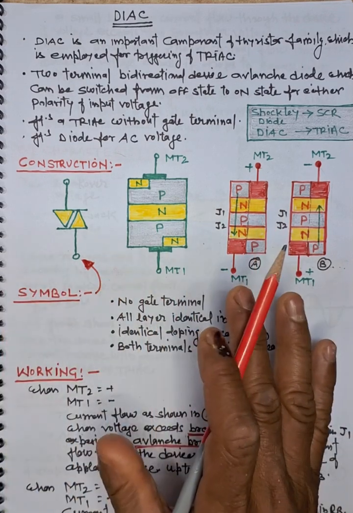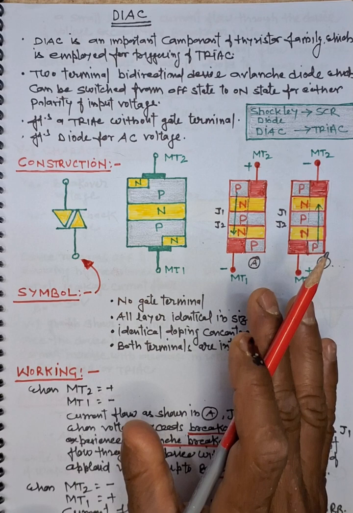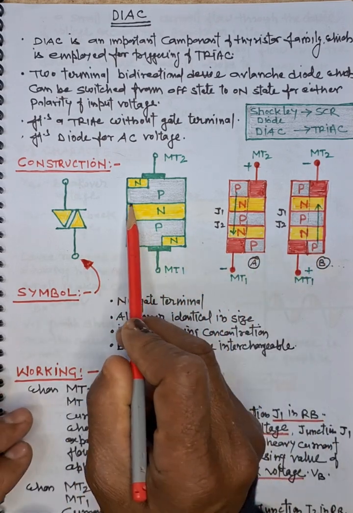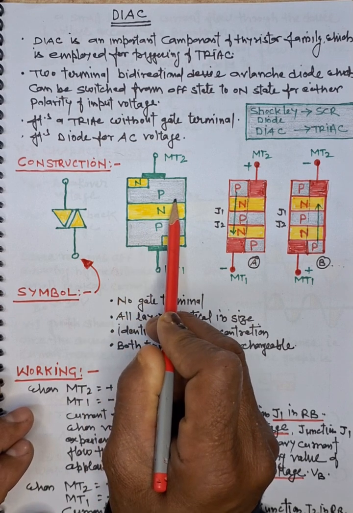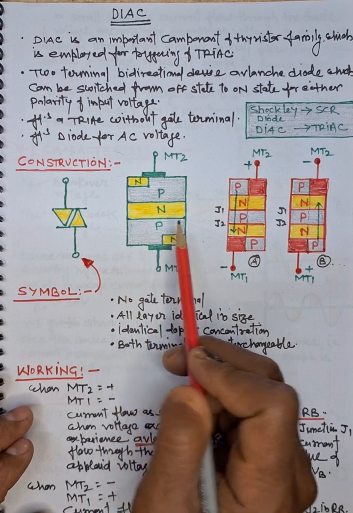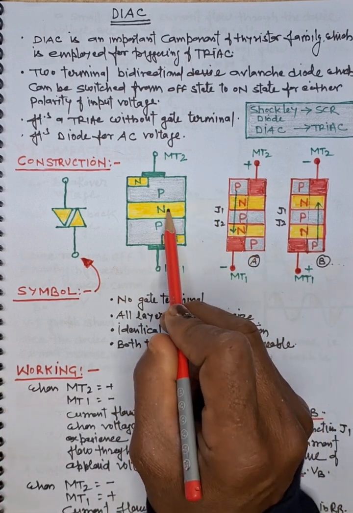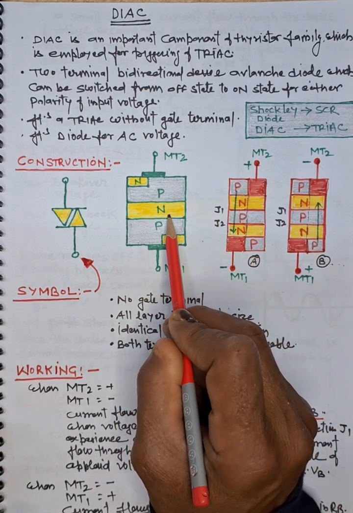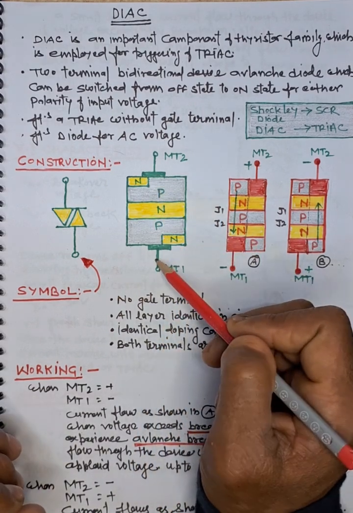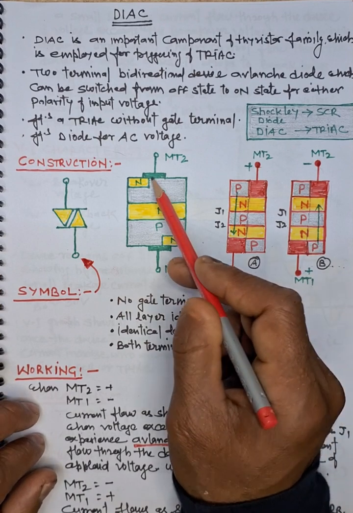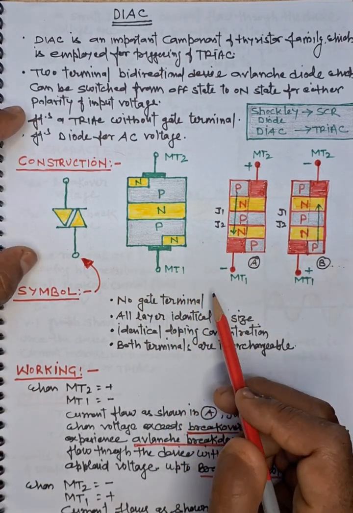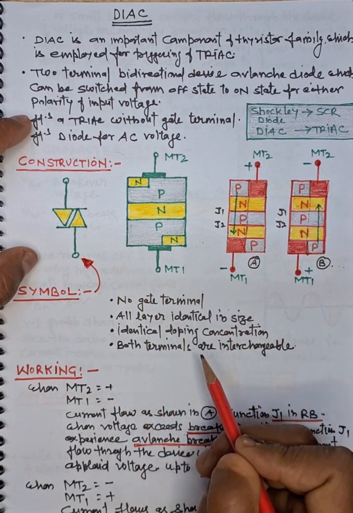We already have told it is a two-terminal device. It is a TRIAC without a gate terminal, and as far as construction is concerned, all the layers of this device are identical in size and identical in doping as well, unlike other devices. Both terminals are interchangeable because there is a symmetry in the construction. So as far as working is concerned, how does it work?